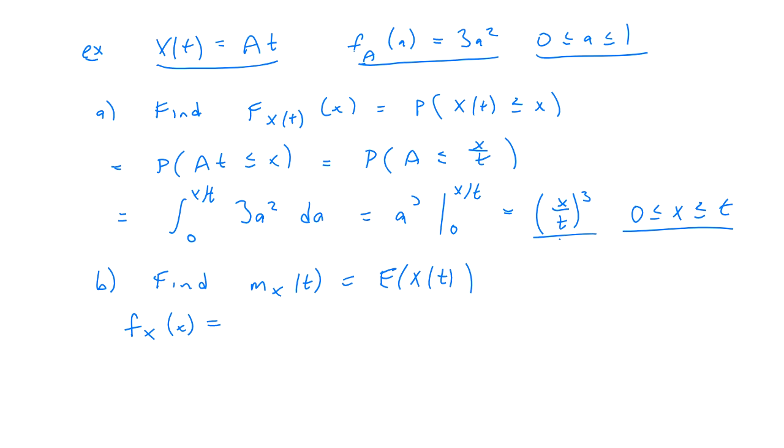it, I can either break it up, it's x cubed over t cubed, or I could use the chain rule. So 3x squared over t cubed. And then I know E of X, I'll ignore the t in some sense, is the usual integrate over the sample space, which is now 0 to t, of the x times the PDF. So that's one way of setting it up.